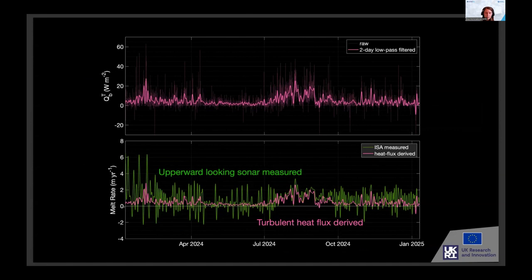And this green line is what I just showed you, the ULS, which is the upward-looking sonar measured melt rate. We can see that they agree pretty well, especially where we had this warm water intrusion event. The lines are highly correlated, which gave us more confidence in our upward-looking sonar and also our turbulence data.